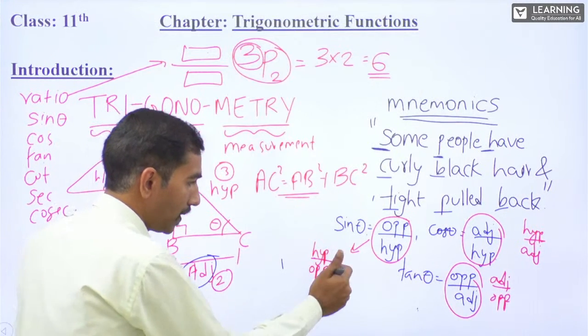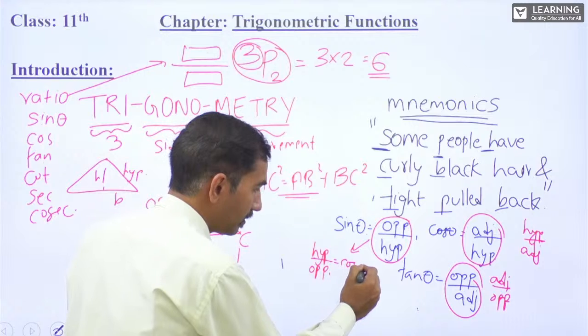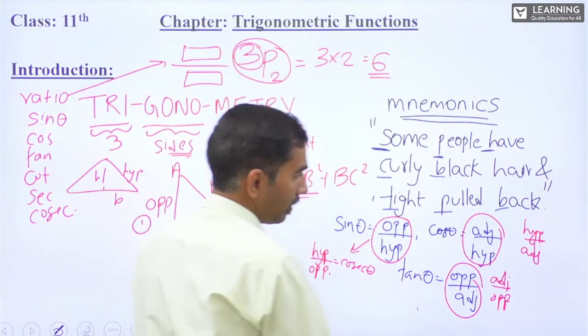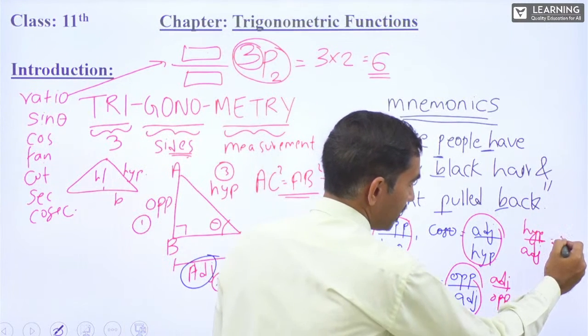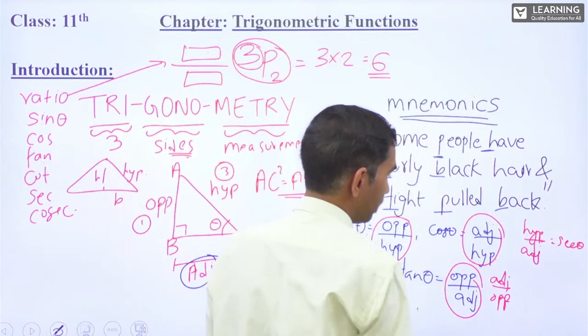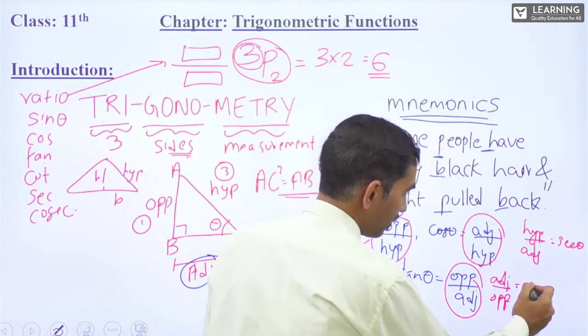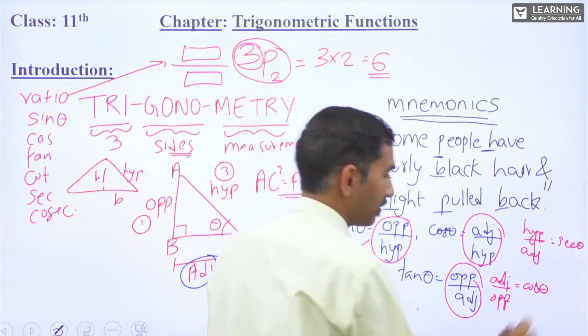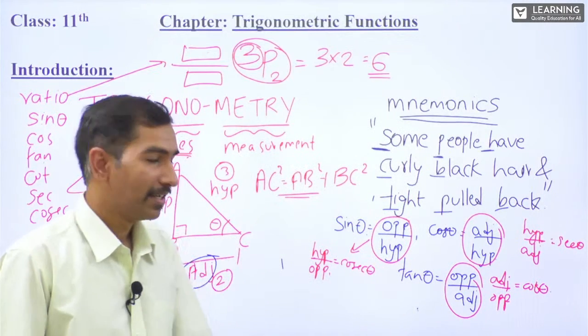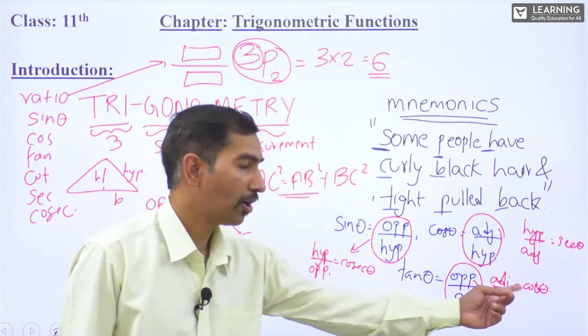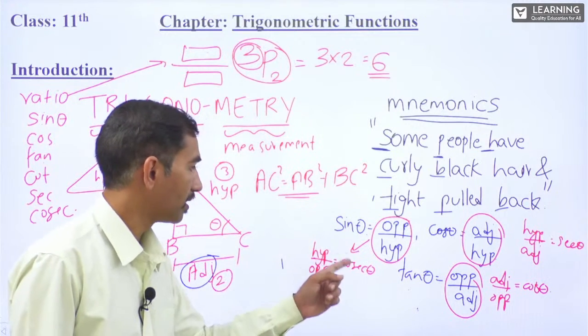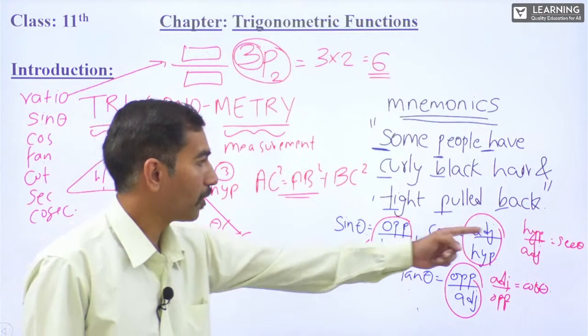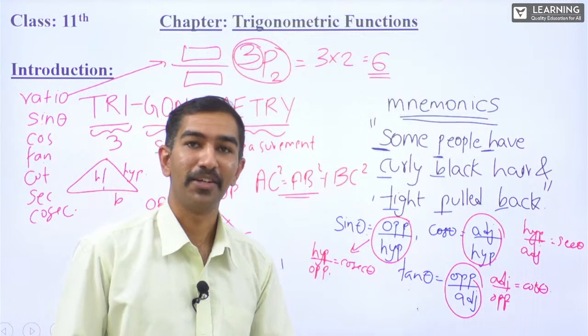Now what is hypotenuse by opposite? This is cosecant theta. Hypotenuse by adjacent, secant theta. And adjacent by opposite, cot theta. Understand? So what is the inverse of tan? Cot. What is the inverse of sine? Cosecant. What is the inverse of cos? Secant. Are you getting this?